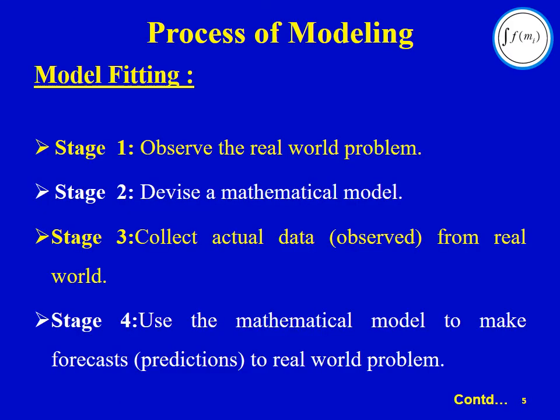The process of mathematical modeling, as I explain with the help of a diagram, is divided into two parts mainly: model fitting and verification. Now these are the steps under the fitting. Initially, we have to observe the real world problem, select the suitable mathematical model and collect the data, run the model and extract the predicted outcomes.